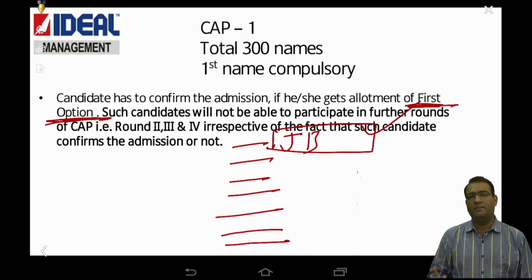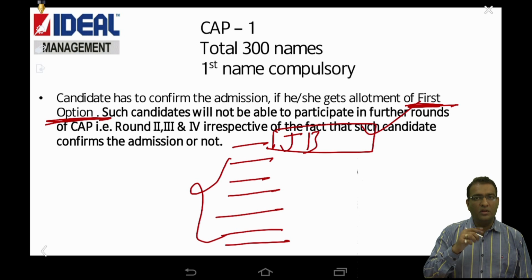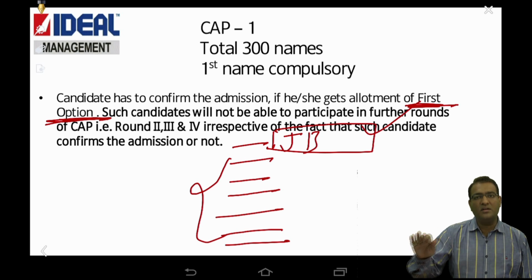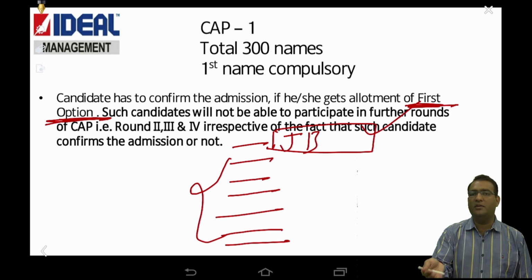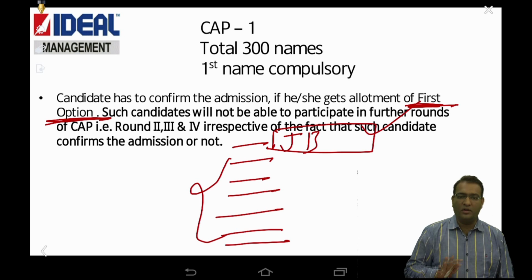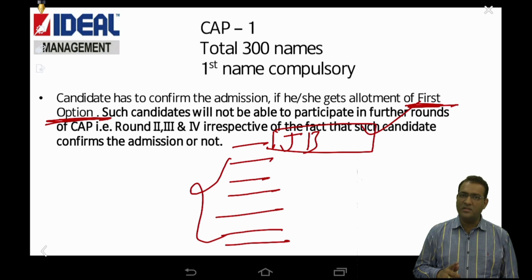First option if you get. For other options, yes, we'll discuss. But if you get into the college which you mentioned as your first option, you will have to go and take admission. If you don't go and take admission, you won't be able to participate in further rounds. You cannot. First option becomes compulsory. I hope you guys understand this.